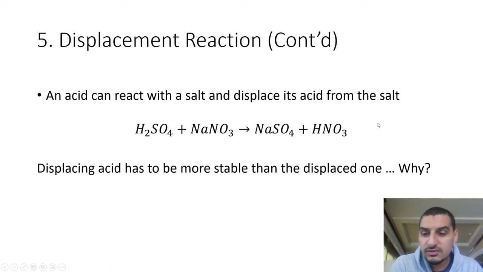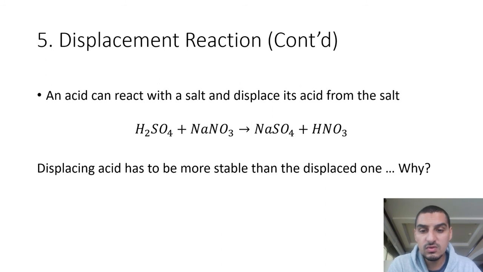And in this case, we have to understand that before, in the case of metals, we said that the metal has to be more reactive than the metal that is displaced. And here, the same thing, the displacing acid has to be more stable than or stronger than the displaced one. Sulfuric acid has to be more stable than nitric acid. And this is something that people usually do in inorganic chemistry labs to test for the salts.